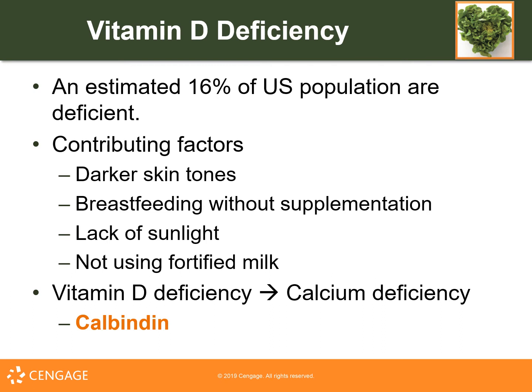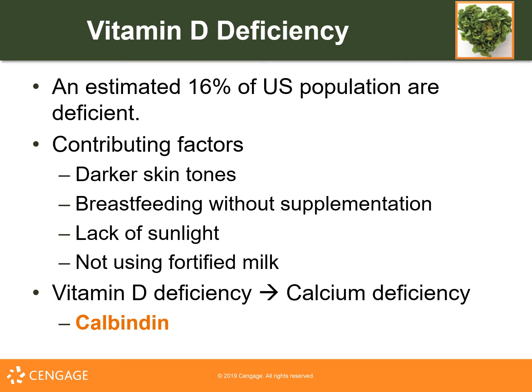Vitamin D deficiency. An estimated 16% of the US population are deficient. Contributing factors include darker skin tones. So darker skin tones protect against the sun's damage, but then it reduces vitamin D synthesis, therefore requiring more time in the sun than lighter skin tones. Other factors are breastfeeding without supplementation, a lack of sunlight, and not using fortified milk.